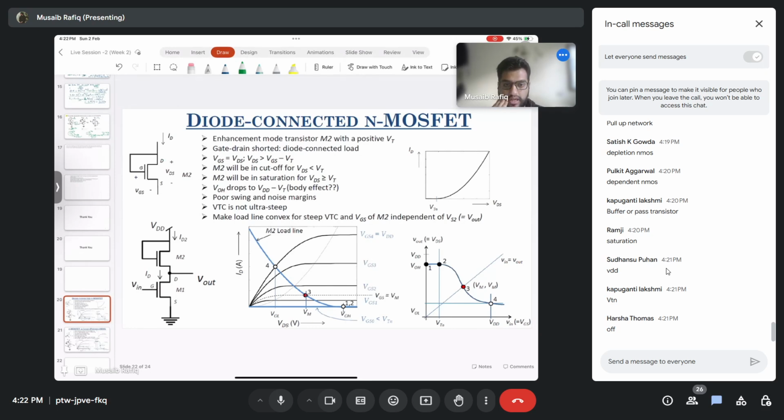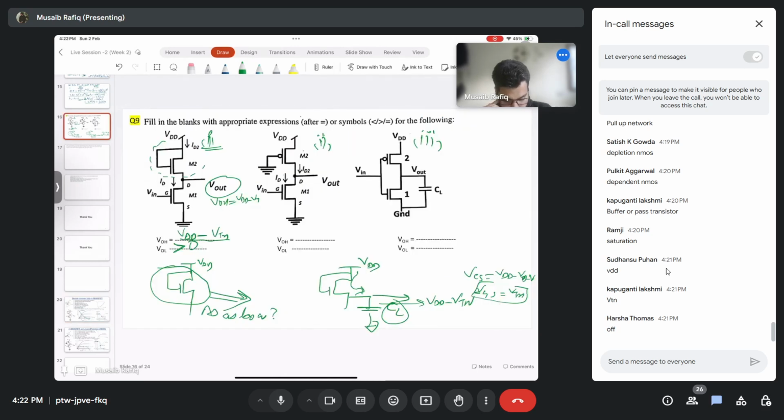So this is how you get the VTC of this thing. Here is your VOH, less than VDD, and here is your VOL, and the VTC is not ultra steep. Here you can see these points. Now what about this thing? What will VOH be equal to for this? Part 2.